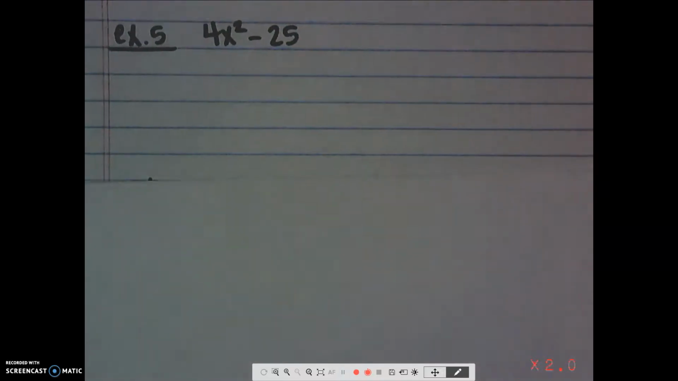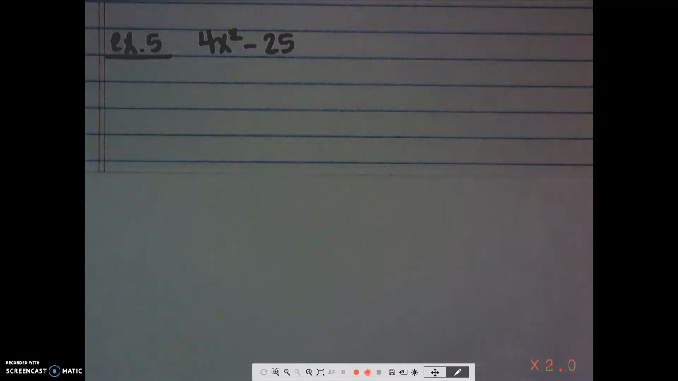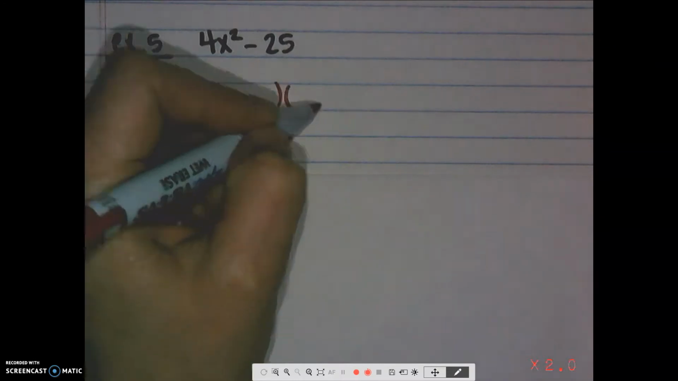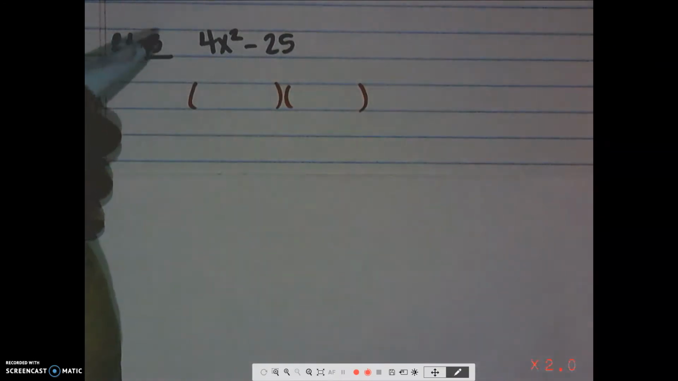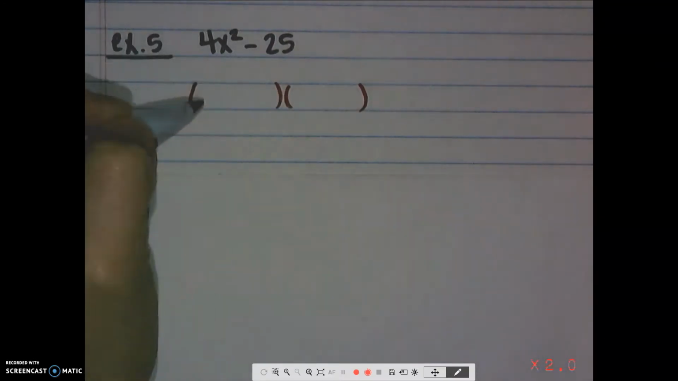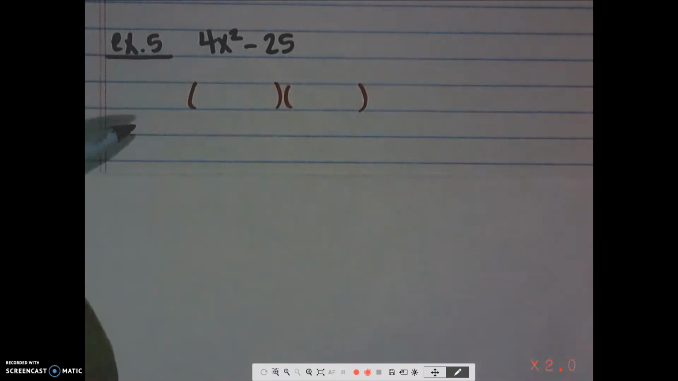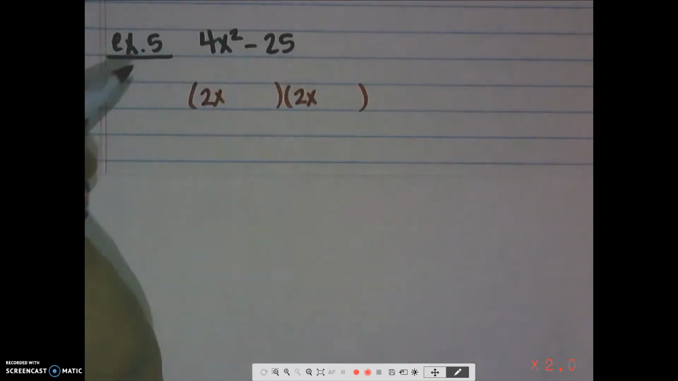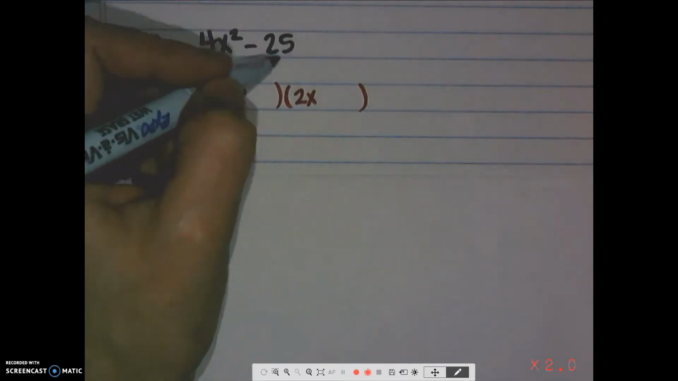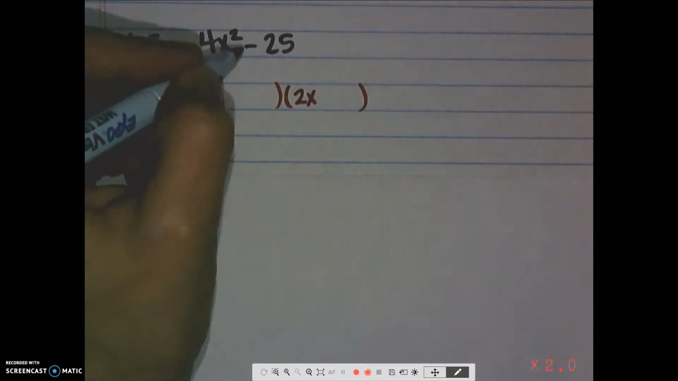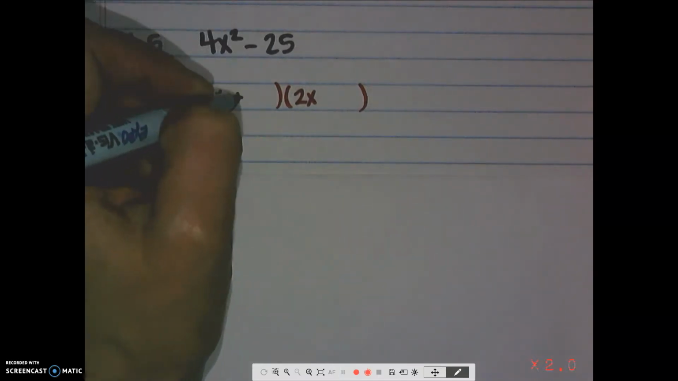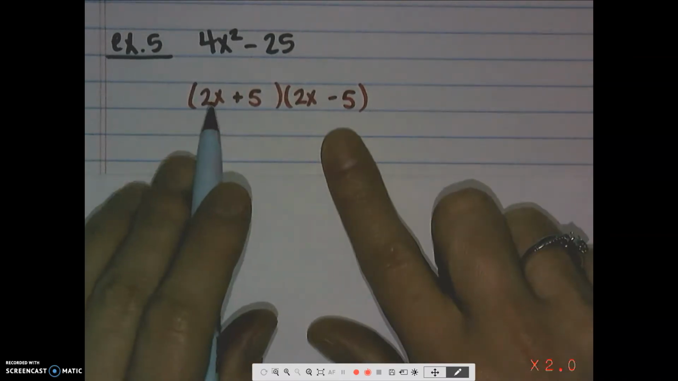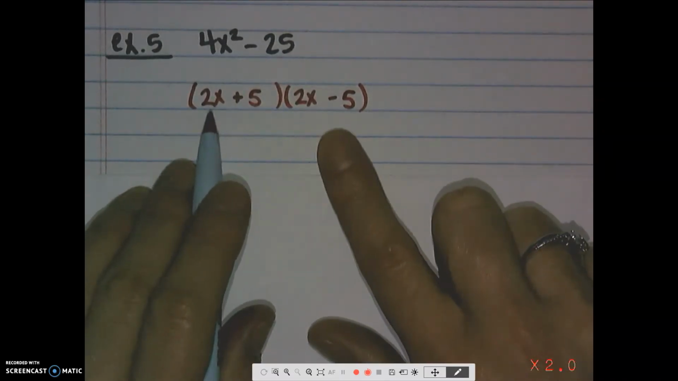Moving on, what happens if we have a leading coefficient that's not 1? So 4x squared minus 25. Again, we're always looking for a GCF. There is no GCF there. So we need two numbers that are going to multiply to give us 4x squared. Well, we're going to use 2x and 2x. And then we need two numbers that are going to multiply to give us negative 25, and the middle terms are going to go away. So that means that we need to have the same thing in the parentheses, just one positive and one negative.